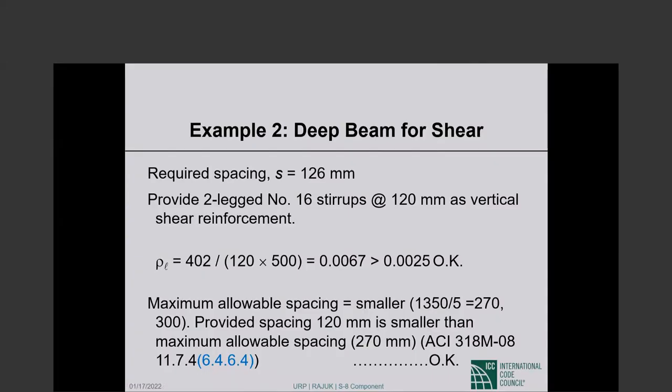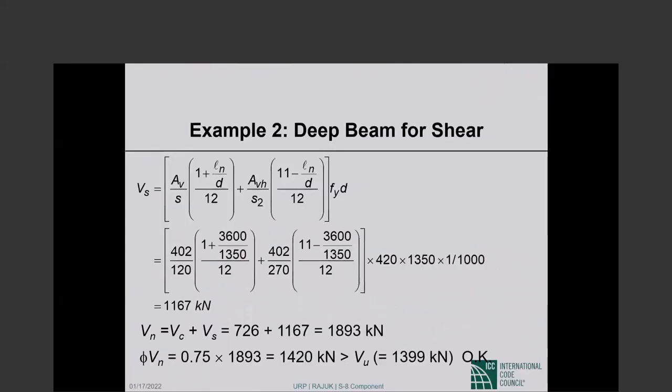And so we are saying provide two-legged number 16 stirrups at 120 millimeters as vertical shear reinforcement. That will give us a percentage of 0.0067, which is larger than the 0.0025 minimum that is needed, so that's okay. Maximum allowable spacing is 270, so 120 is totally fine. So we have decided on the vertical and the horizontal shear reinforcement.